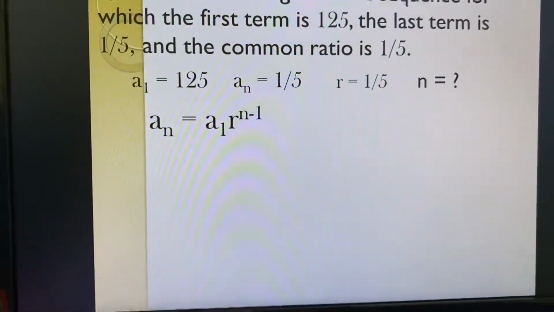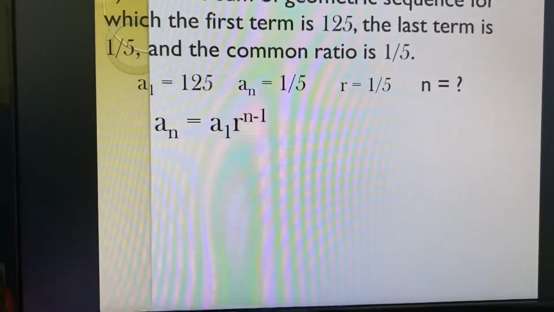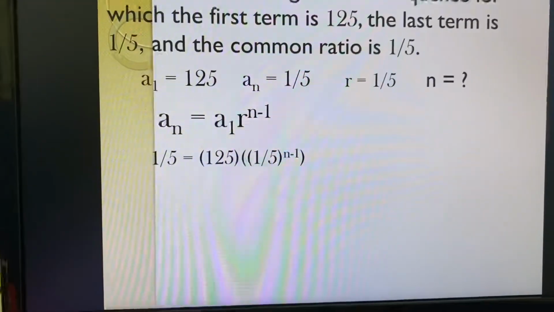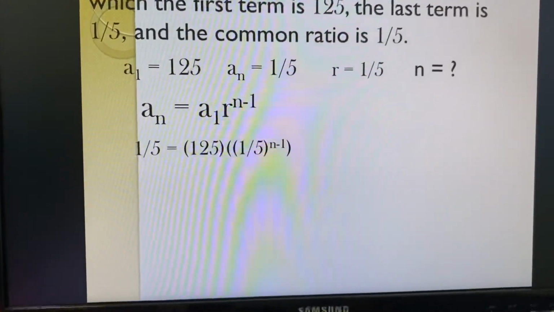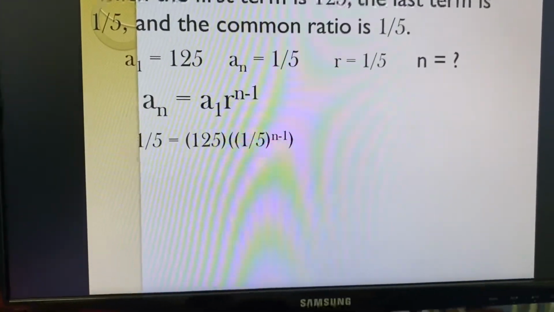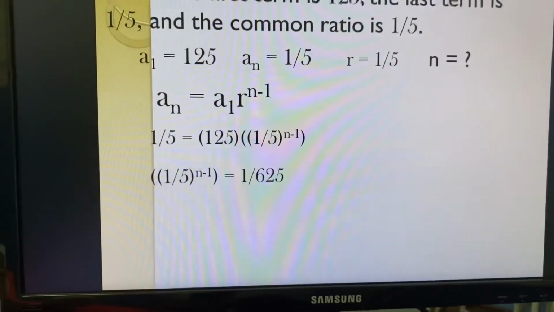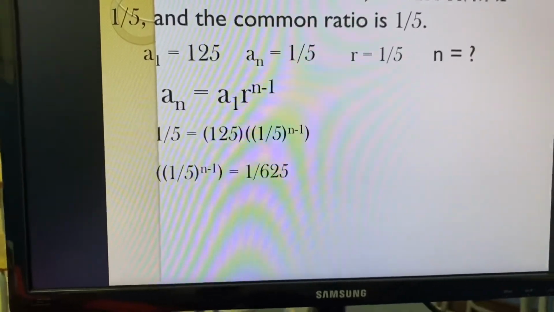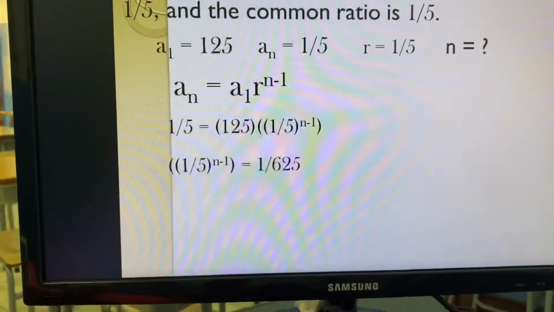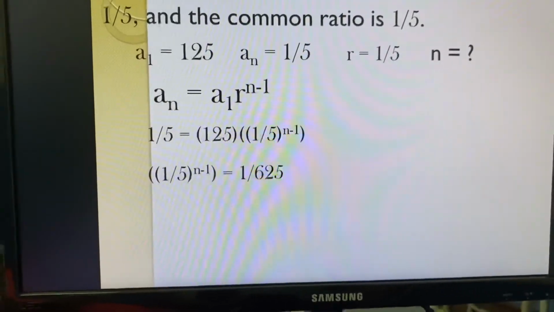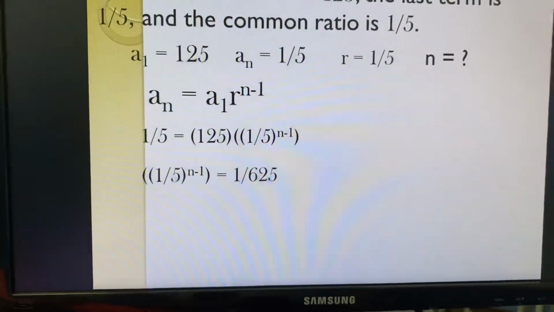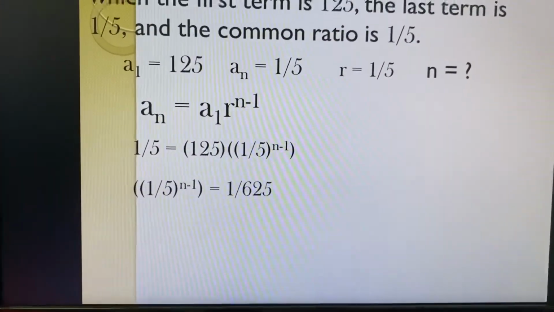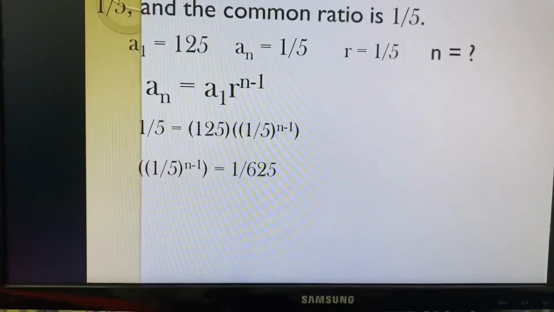Using the formula a sub n equals a sub 1 times r raised to n minus 1, by substitution we have now 1 over 5 equals 125 times quantity 1 over 5 raised to n minus 1. And then we have 1 over 5 raised to n minus 1 equals 1 over 625. Where did we get 625? We divide both sides of the equation by 125. So 1 over 5 divided by 125, the answer is 1 over 625.